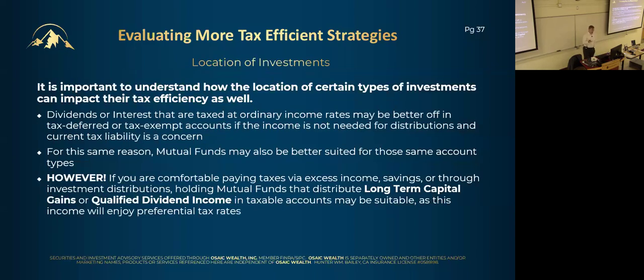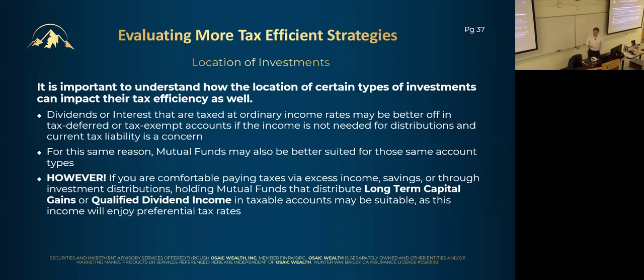So location of investment can be important too. It's important to understand how the location of certain types of investments can affect tax efficiency too. So dividends or interest that are taxed at ordinary income rates might be better off in tax-deferred or tax-exempt accounts if the income's not needed for distributions and current tax liability is a concern. So if I'm looking at dividends that get paid out and they're taxed at ordinary rates, I'm not getting anything preferential, and I'm just basically getting taxed the same as my income, it might be nicer for me to defer that gain or defer that income to a later date, or possibly get it completely tax-free.